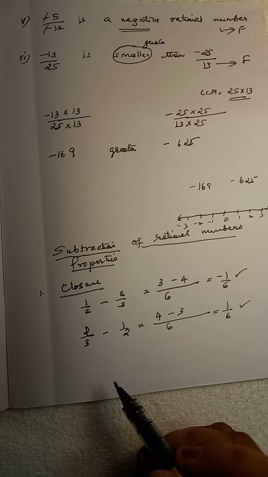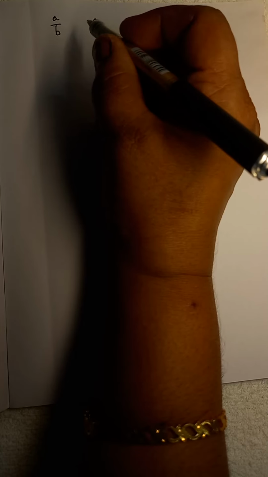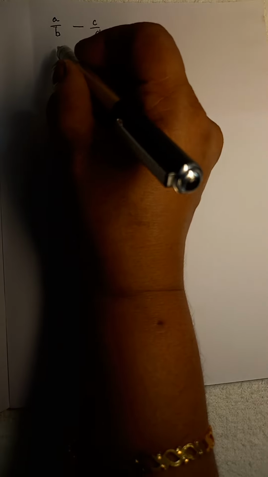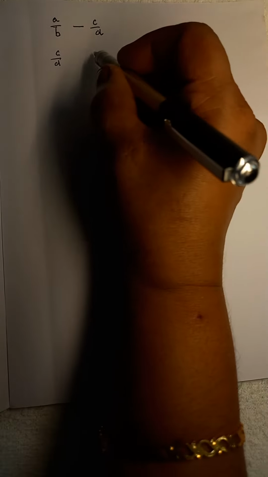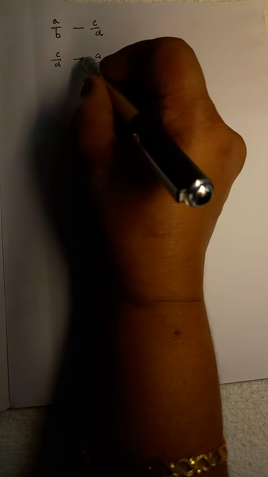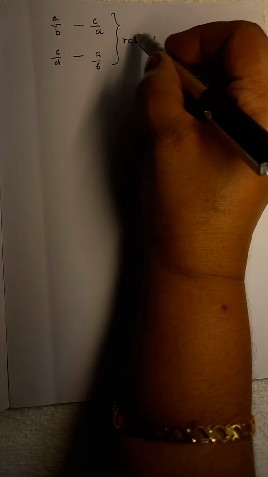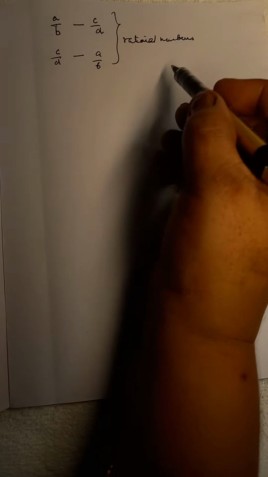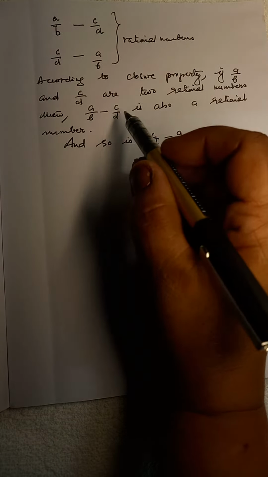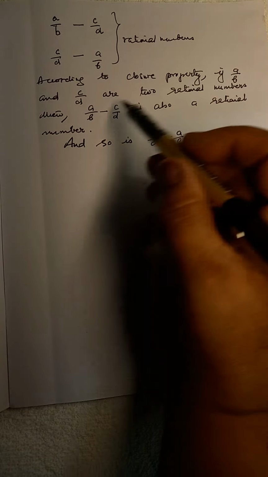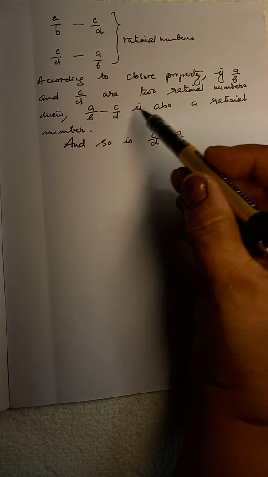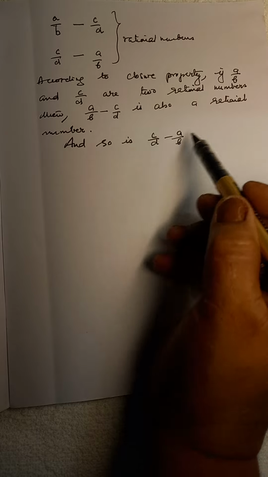So again, if a by b and c by d are two rational numbers, then a by b minus c by d, and again if you take c by d and a by b like this, then that difference, these are all rational numbers. According to closure property, if a by b and c by d are two rational numbers, then a by b minus c by d is also a rational number, and so is c by d minus a by b.